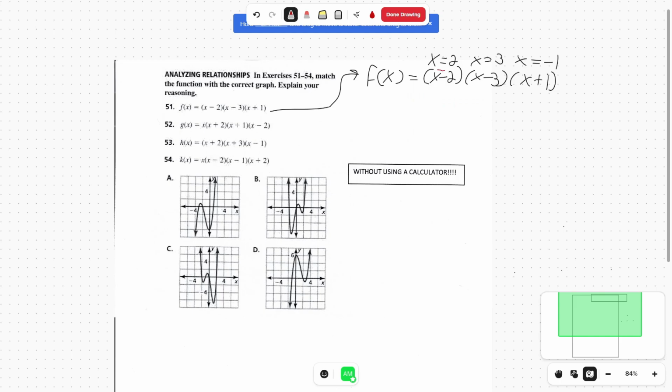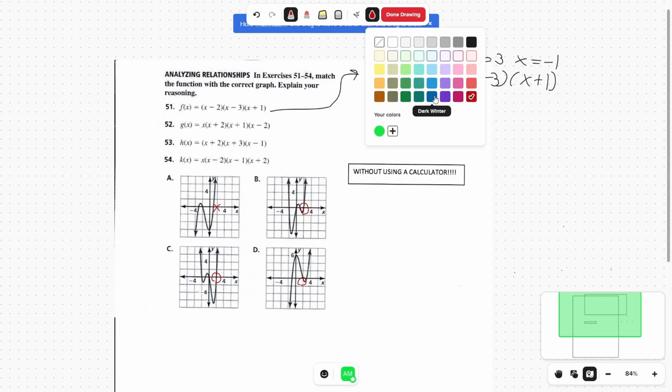So dark red, we'll circle x equals 2 and look for it. A doesn't have one, so we'll just put an x on it. B does have one. C has one. And D has one. So three of these have one.